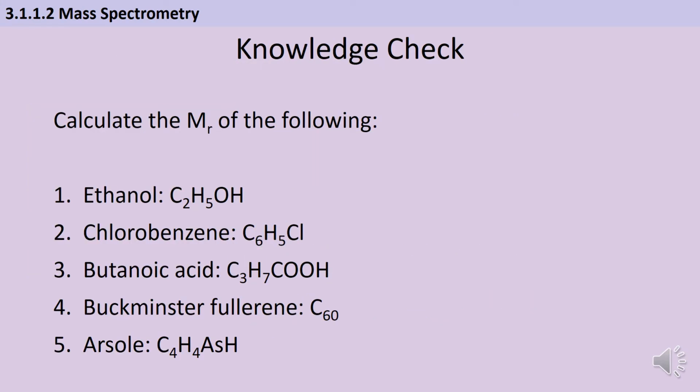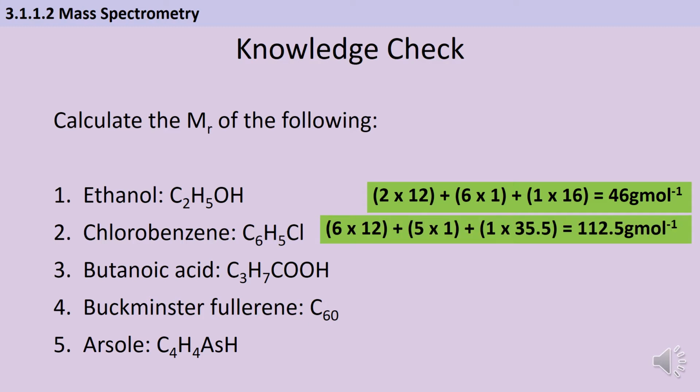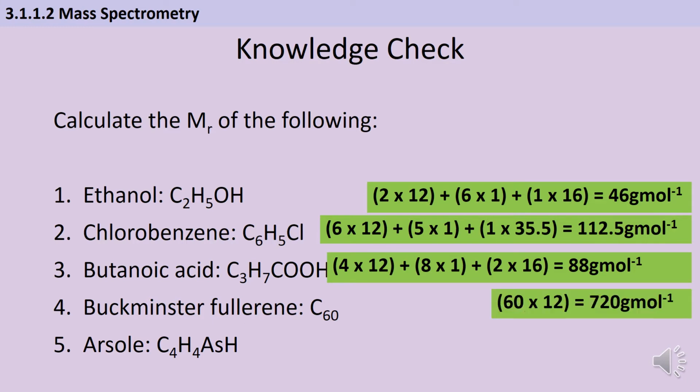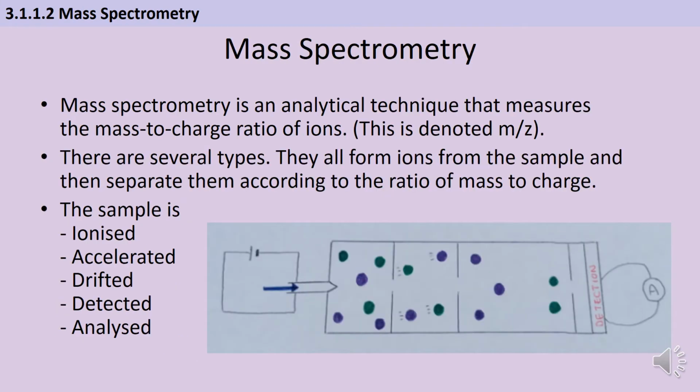You met relative formula mass at GCSE, so this shouldn't be too difficult, but just pause the video and make sure that you're able to calculate the relative molecular mass or relative formula mass of each of these 5 substances. Hopefully that wasn't too tricky for you, and you've managed to work out that the MR of ethanol is 46 grams per mole, chlorobenzene is 112.5, butanoic acid is 88, Buckminsterfullerene is 720, and arsole is 127.9 grams per mole.